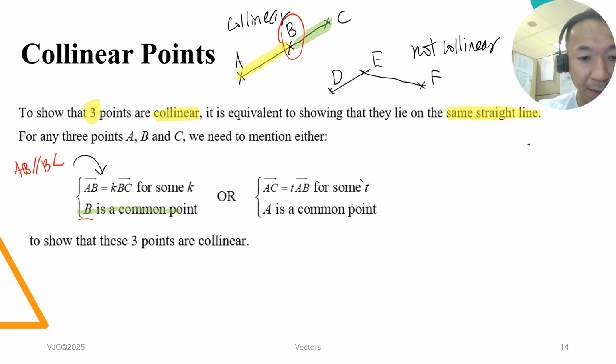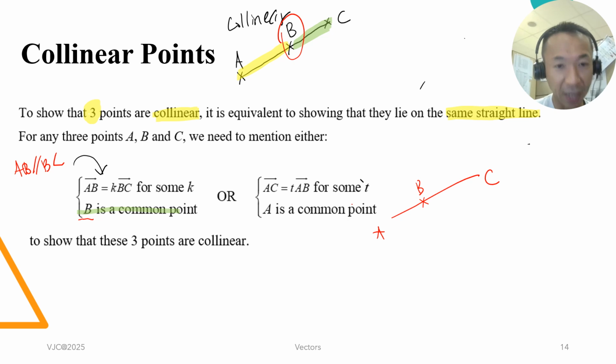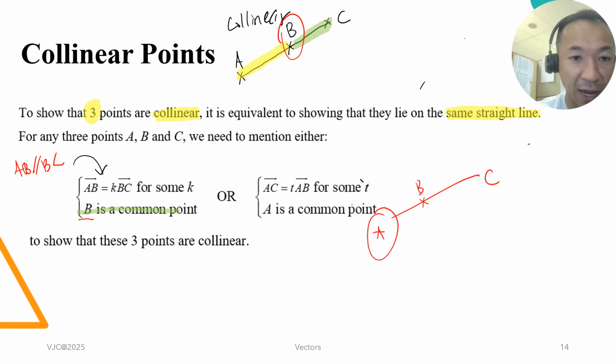Similarly, if you can somehow show that AC is parallel to AB, also good enough, because again there is a common point A here.